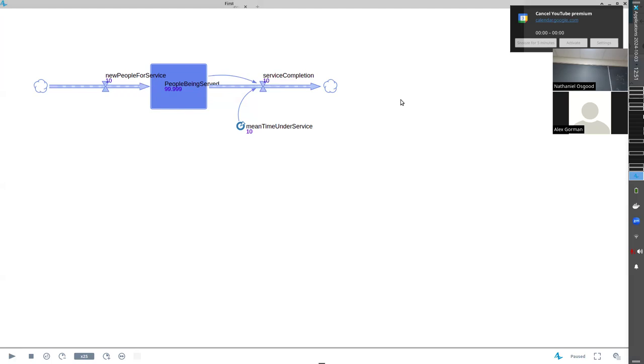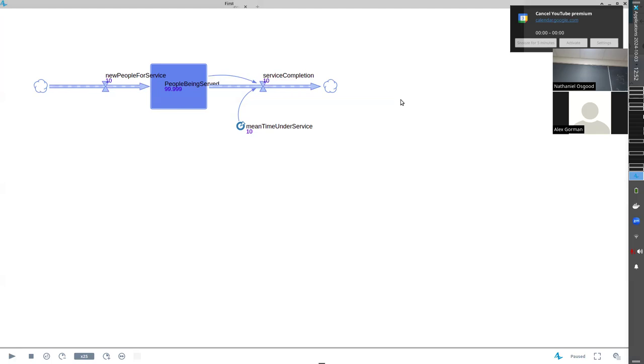Okay, so if the target is bigger than the stock, will we get a net inflow or outflow? Inflow, right? Well, the net flow will be bigger than zero, right? And the stock will be going, if this is the only flow associated with the stock, will the value of the stock be going up or down?